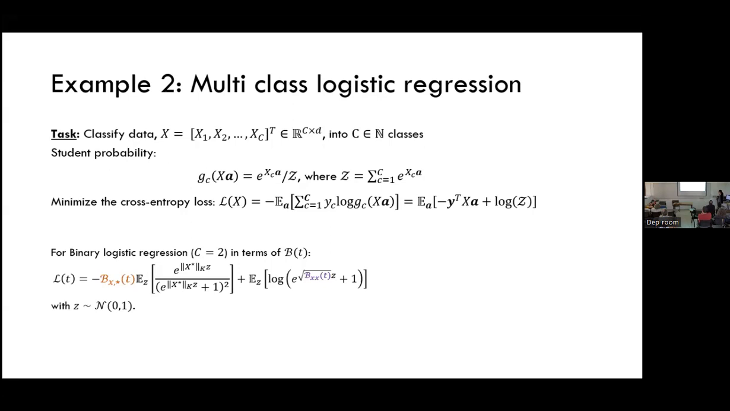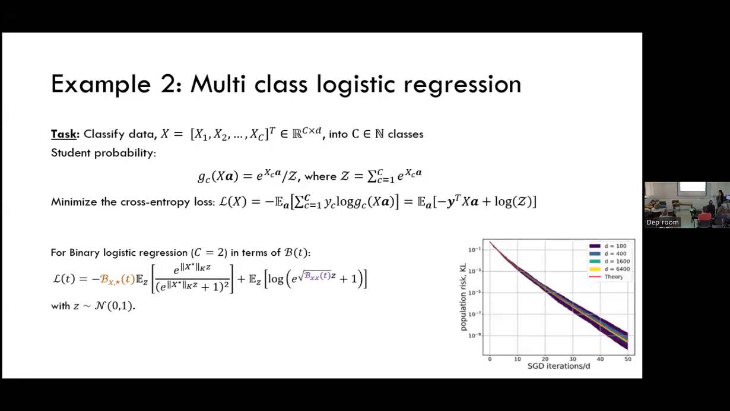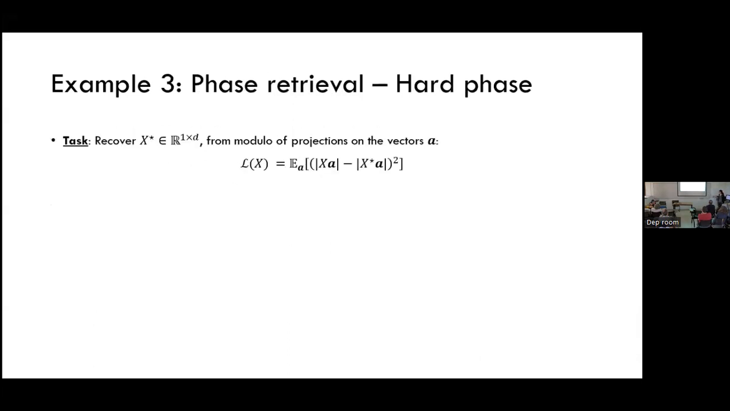And now we have an exact formula for the risk, and this is essentially what I showed at the beginning, that we can provide an exact formula of how it will behave in high dimension. And this provides an example in which the loss function is not just the square loss.